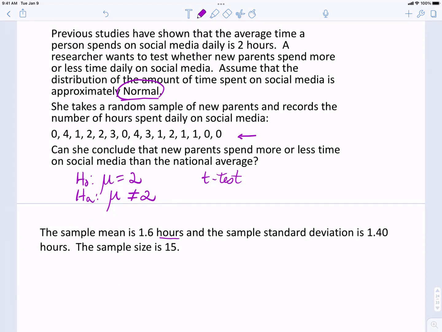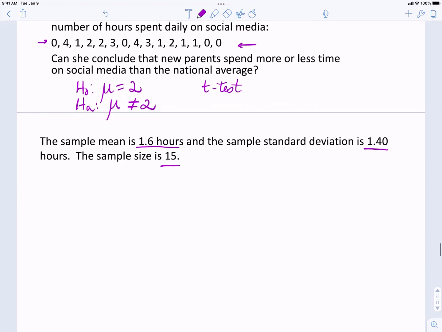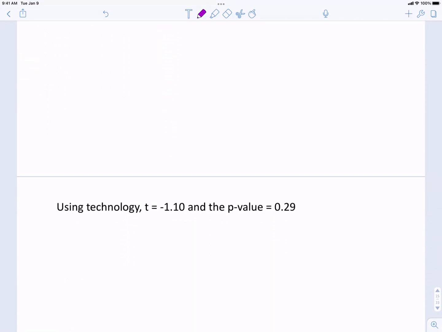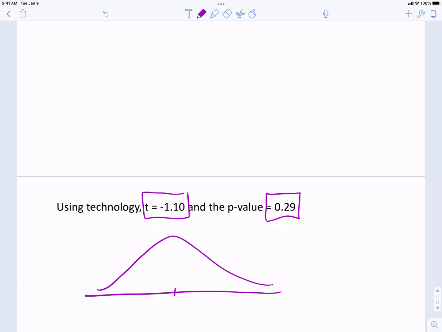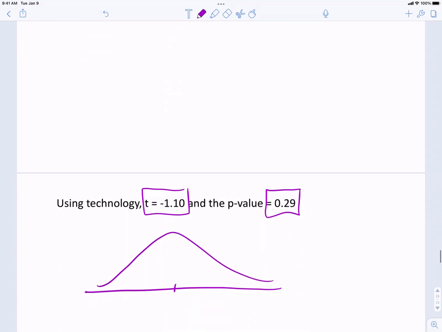So the sample mean is 1.6. The sample standard deviation is 1.40. So if you put these numbers into a statistical calculator, you could find this out. And the sample size is 15. Okay. So using technology, our test statistic comes out to be negative 1.1, and our p-value is 0.29. So here's the idea. We have a t-distribution. Our hypothesized center was 2. And we have a test statistic which is just a little over 1 standard deviation to the left. And this area here is 0.29.